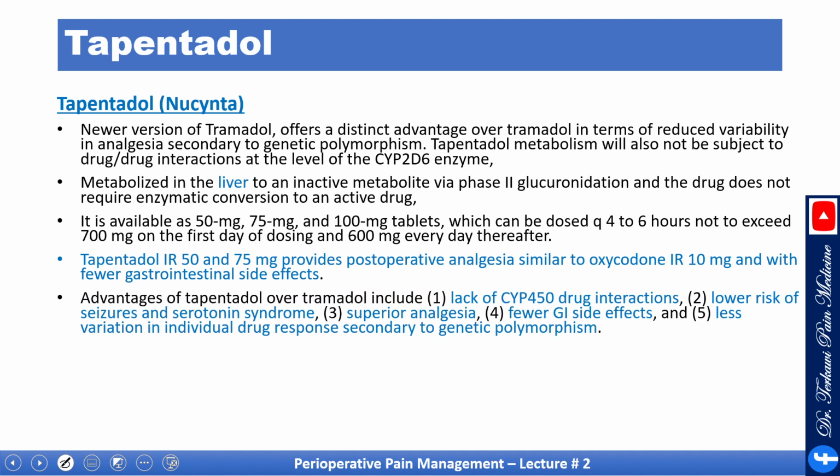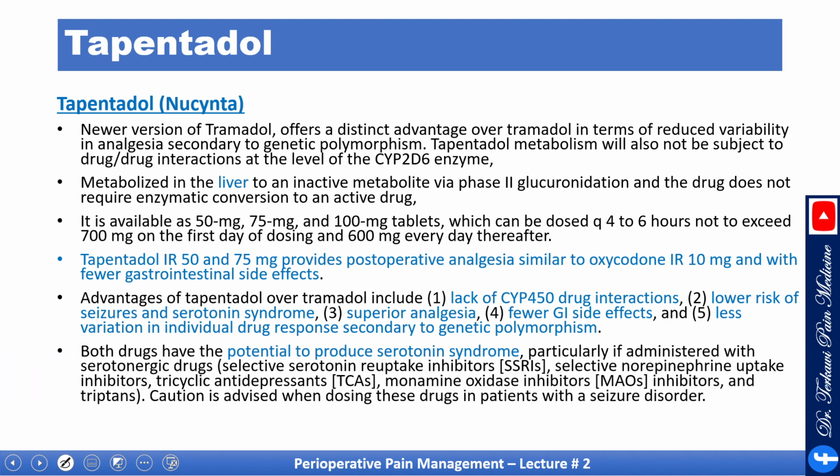Advantages of tapentadol over tramadol, as I mentioned: the lack of CYP450 drug interaction, lower risk of seizure and serotonin syndrome, superior analgesia, fewer GI symptoms, and less variation in individual drug response secondary to genetic polymorphism. Both drugs, tapentadol and tramadol, have the potential to produce serotonin syndrome. So the same thing applies: avoid it and be thoughtful with patients taking MAOIs, SSRIs, SNRIs, and TCAs. They also lower the threshold for seizure.